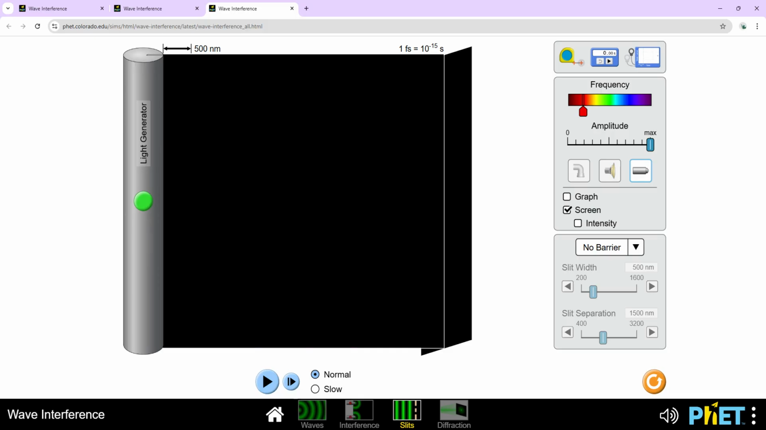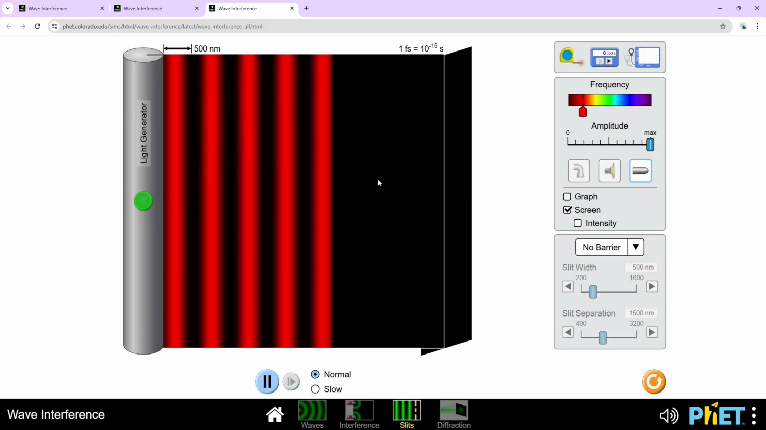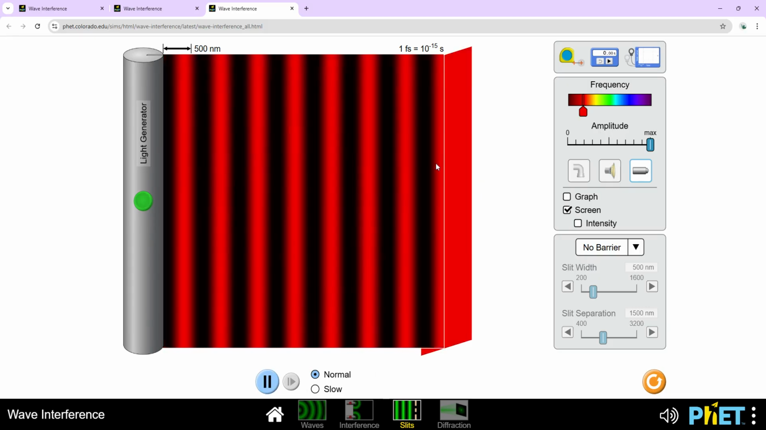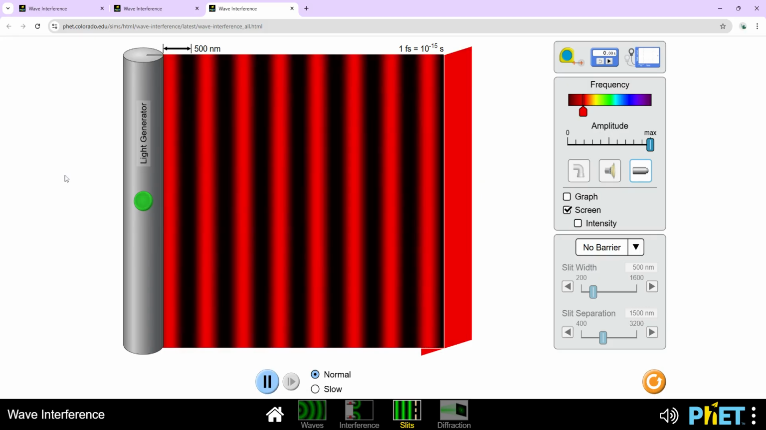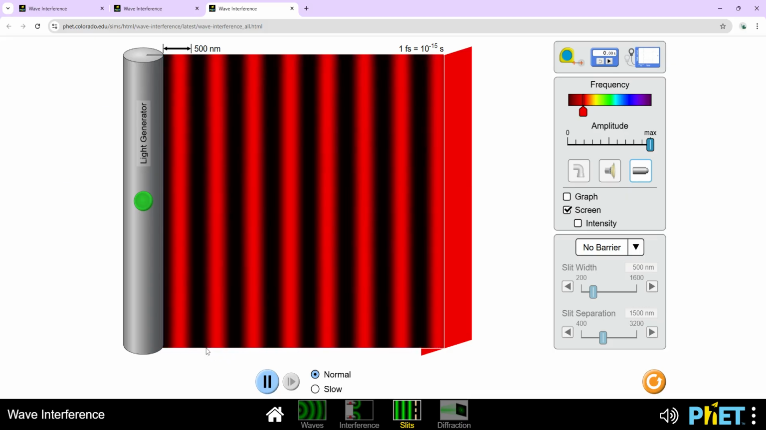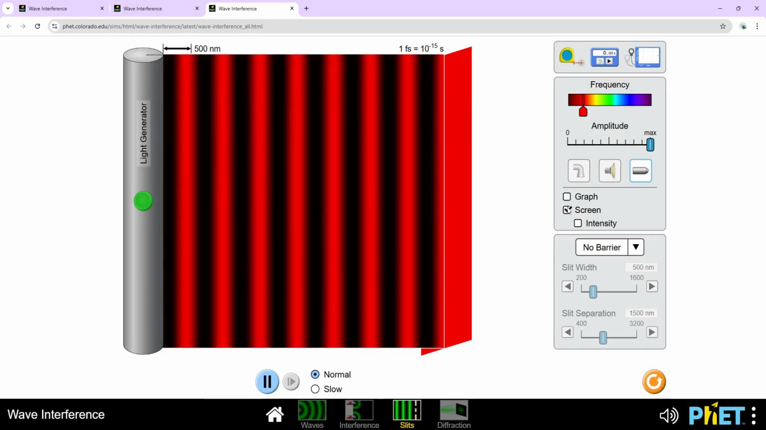Let's now have a look at a famous experiment called Young's double slit experiment. So we have a light source over here, and this is a coherent light source. All of the light being emitted has the same frequency, and it is all moving as one. It is in phase. So all of the peaks are lined up, all of the troughs are lined up. This is a coherent light source.